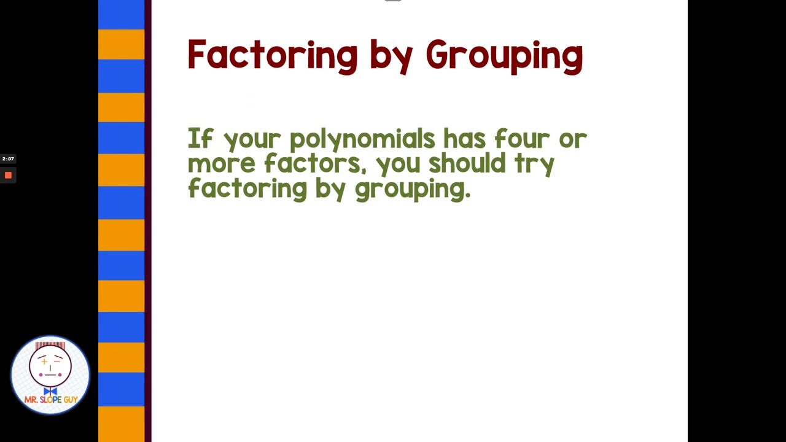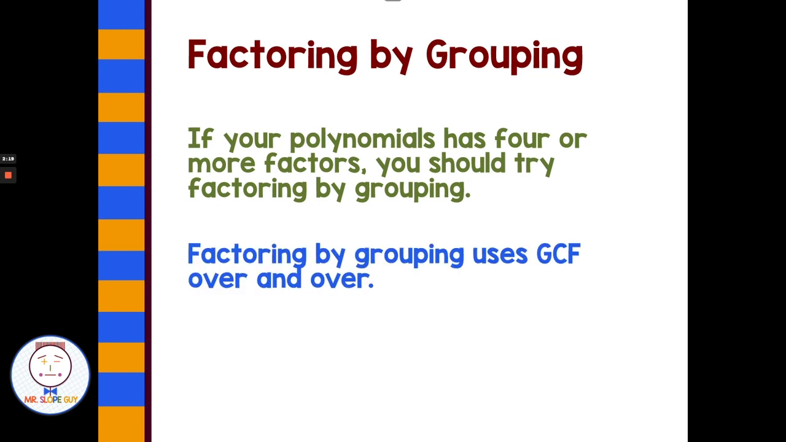So if your polynomial has 4 or more terms, you want to try to factor by grouping. This method can also be used to break up trinomials into 4 terms and to solve by grouping, which is really just using GCF over and over. It's applying GCF in different ways, over and over, for factoring by grouping.